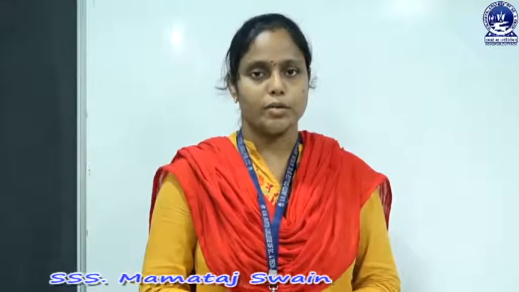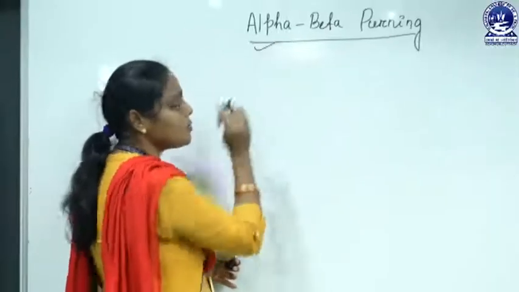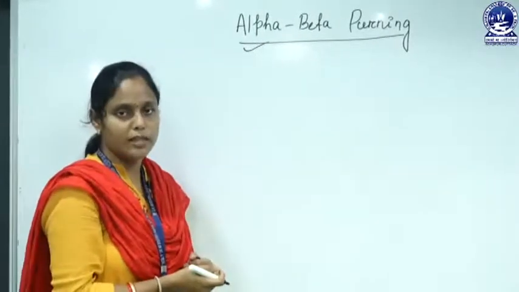In my previous lecture, I have already discussed the min max algorithm. Now, in this lecture, I am going to discuss alpha beta pruning. Now, first of all, what is alpha beta pruning? Alpha beta pruning is nothing but the advanced version of the min max algorithm. That means this alpha beta pruning algorithm overcomes the limitations of the min max algorithm.